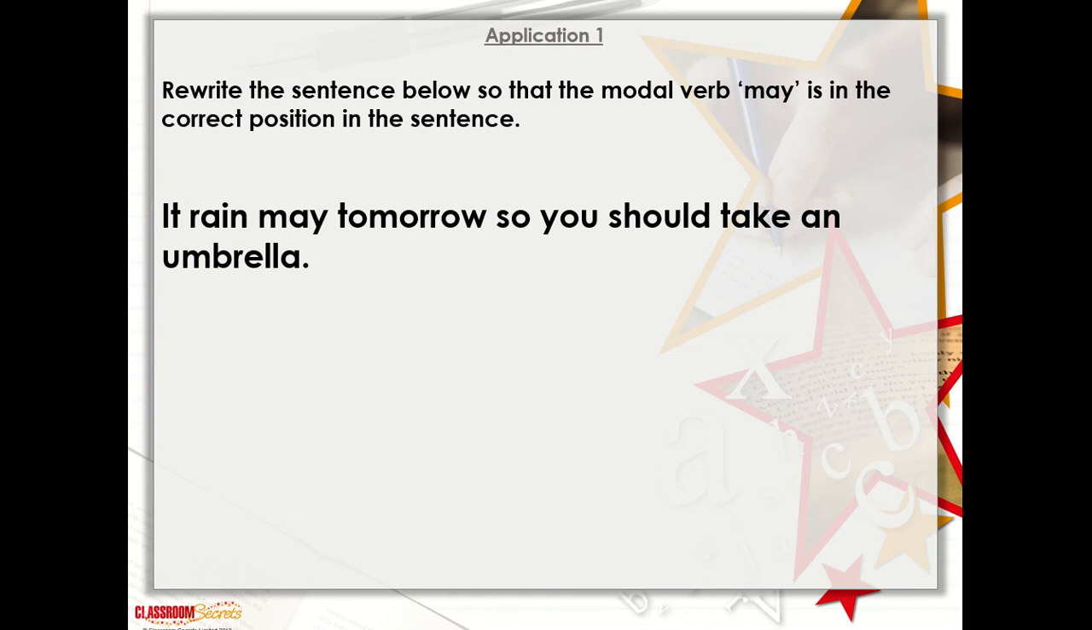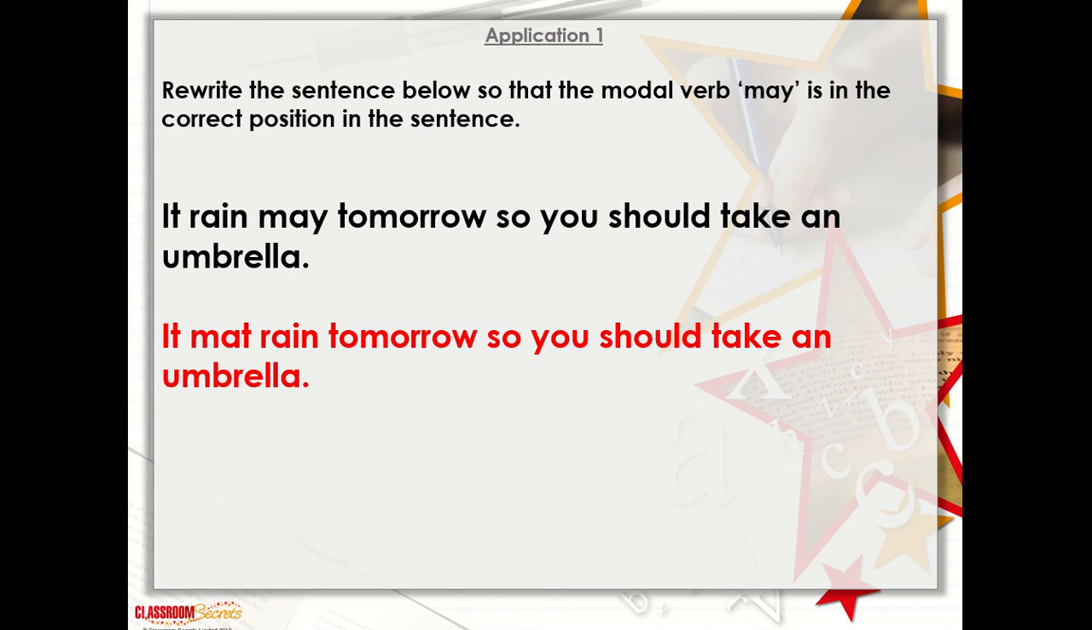Rewrite the sentence below so that the modal verb may is in the correct position in the sentence. So if something may happen, it might happen. "It rain may tomorrow, so you should take an umbrella." Well, that doesn't sound right at all, does it? So what should it be? I'm sure you've worked that out. It should be, "It may rain tomorrow, so you should take an umbrella." Yes, and I know that says Matt. That's a mistake on the PowerPoint. "It may rain tomorrow, so you should take an umbrella." So there you've got to rewrite the sentence in the correct order.